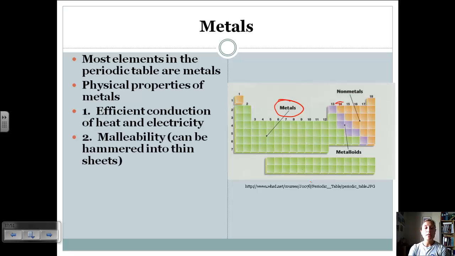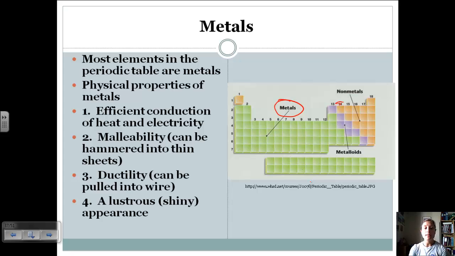If you think about a lot of things that we use for wire and things like that, they're usually metals. Metals are also malleable, which means they can be hammered into thin sheets. Think about aluminum foil, very malleable, and we use it all the time. The third physical characteristic of metals is that they're ductile, which means they can be pulled into wire. Copper wire for your house, lots of other metals are used in the form of wire. And the fourth property is that they're lustrous, or they are shiny in appearance. Gold, silver, platinum, all those are shiny.